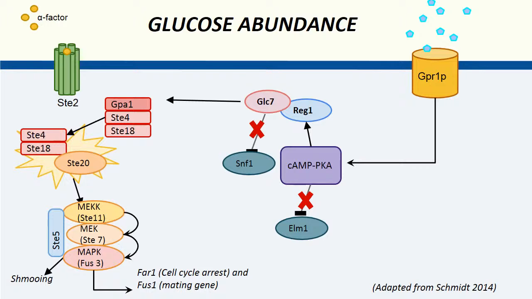Thanks, Holiday. Under normal conditions, cells sense glucose through GPR1P, a surface receptor that initiates a cAMP-PKA pathway that regulates cell development through the GLC7-REG1 phosphatase. Notice that two kinases, ELM1 and SNF1, are inhibited. Essentially, glucose deprivation shuts down the cAMP-PKA pathway, activating these two kinases.